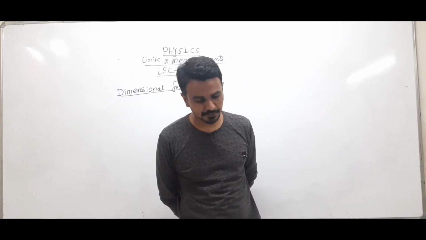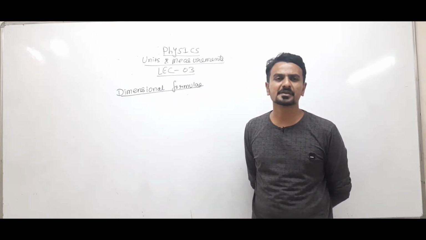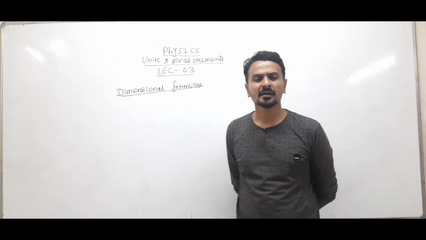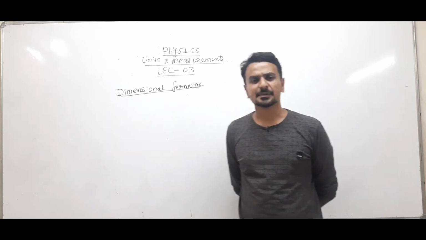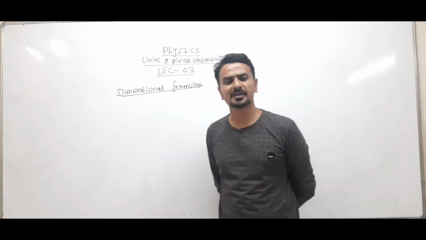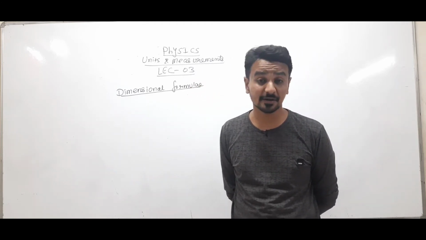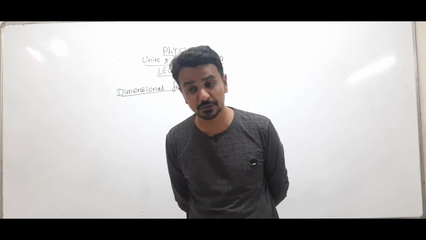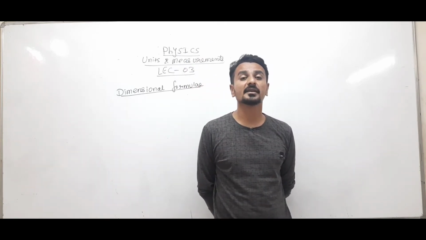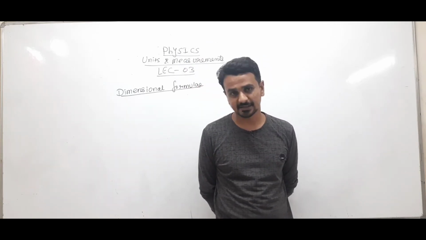Hello students, so this is lecture number 3 of the chapter units and measurements. Up till now we have discussed different types of physical quantities, what are base quantities, what are derived quantities, what are supplementary quantities and about their units. Also we have discussed the conversion of degrees into radians, right?